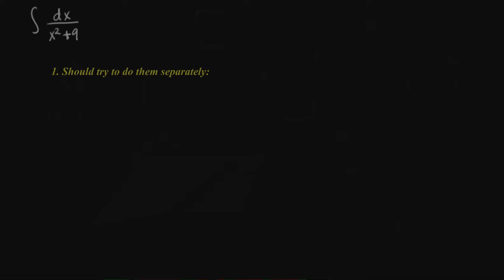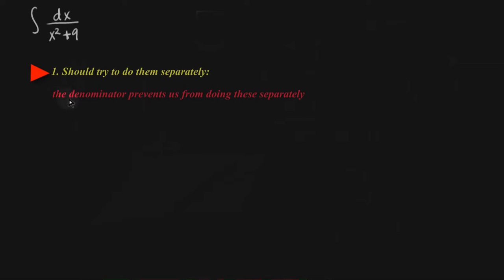A hierarchy. And the first one is you should try to do them separately. If they were just added or subtracted in the numerator, you could do the integral of x squared then plus 9. But you can't in this case because they're in the denominator. So the denominator prevents us from doing these separately. They need to be in the numerator without this thing that groups them together.